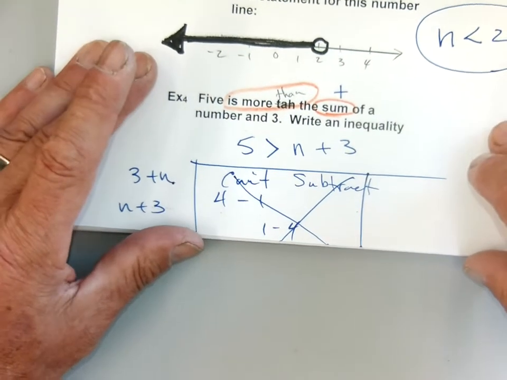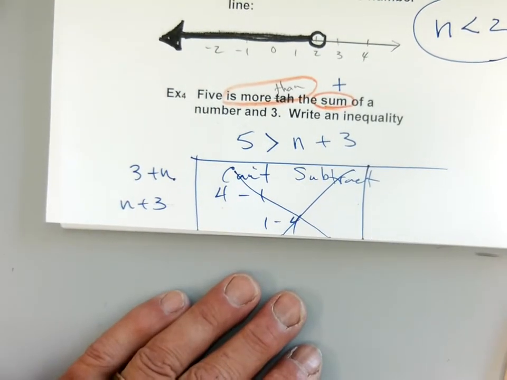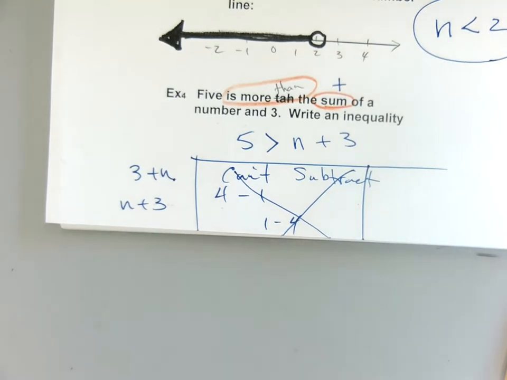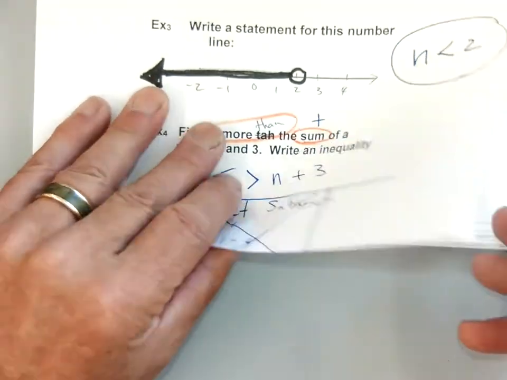Okay, does it always have to be with n? Like, can it be x or something? It could be x, yeah. So the variable is just some unknown number, right? That's all it is. Some unknown. We don't know what the number is. That's why we use a variable. Okay, turn the page.